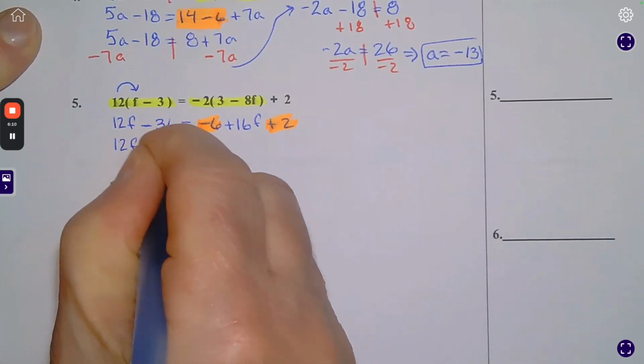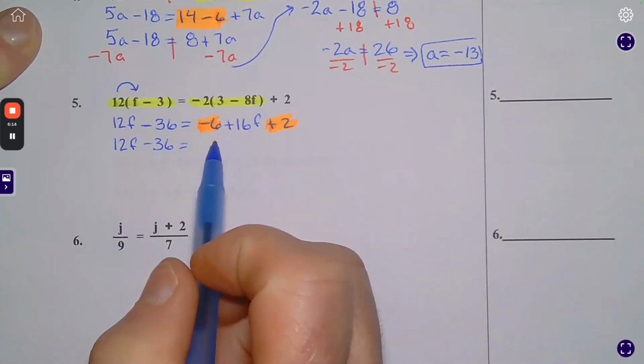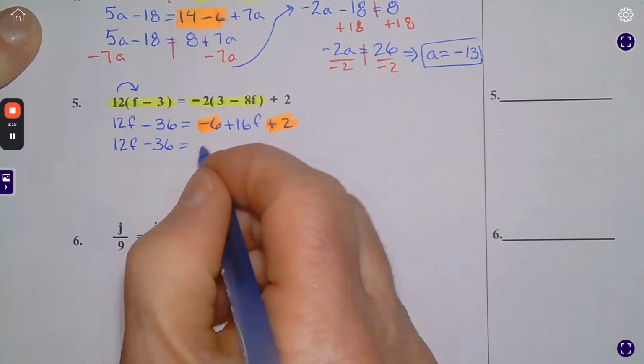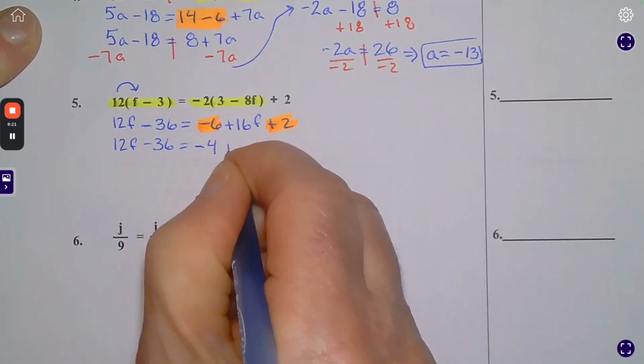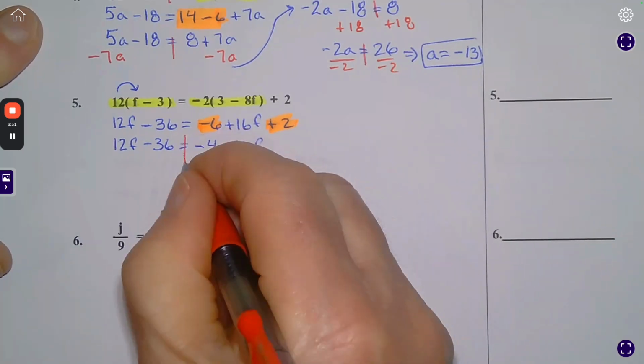Notice I'm writing the left-hand side, right? I'm not trying to do shortcuts. I'm being very methodical about my work. Negative 6 plus 2 is negative 4. Boom. Okay, let's do some inverse operations because I cannot simplify the left. I cannot simplify the right. So I'm going to move my variables over to the left.